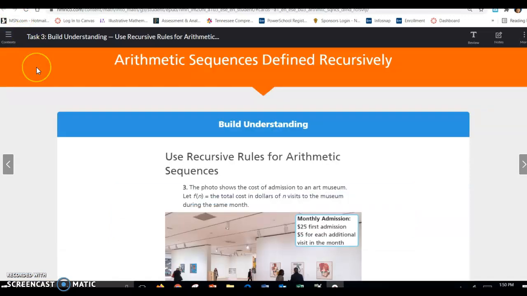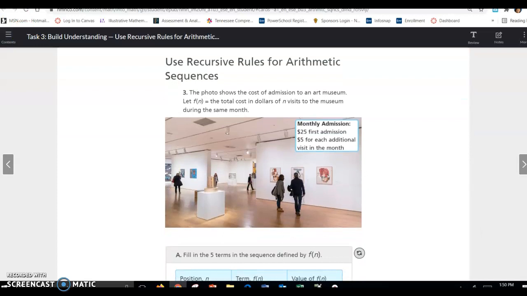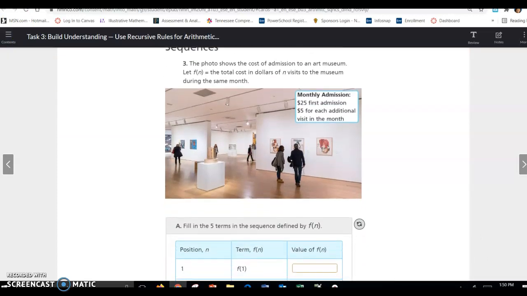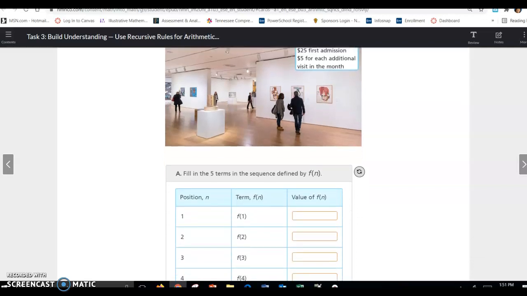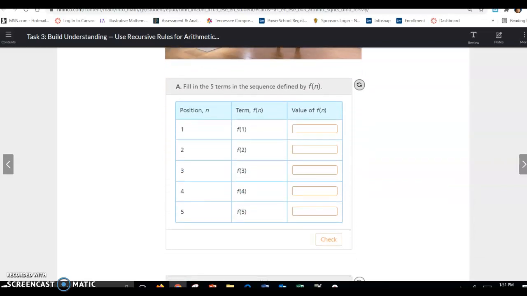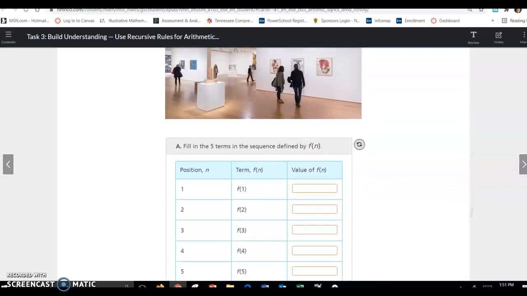Lesson 7.1, task 3. Use recursive rules for an arithmetic sequence. Number 3. The photo shows the cost of admission to an art museum. Let f of n be the total cost in dollars of n visits to the museum during the same month. All right, so monthly admission: $25 for the first admission and $5 for each additional visit in the month. All right, fill in the 5 terms in the sequence defined by f of n.